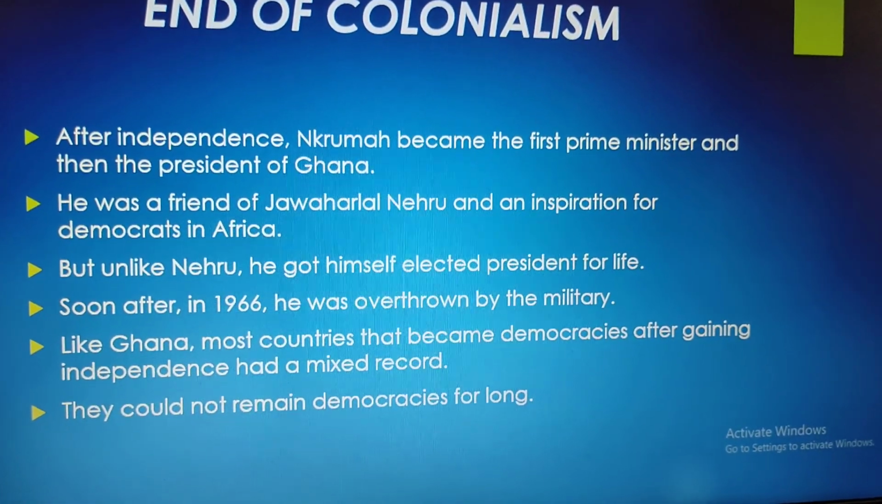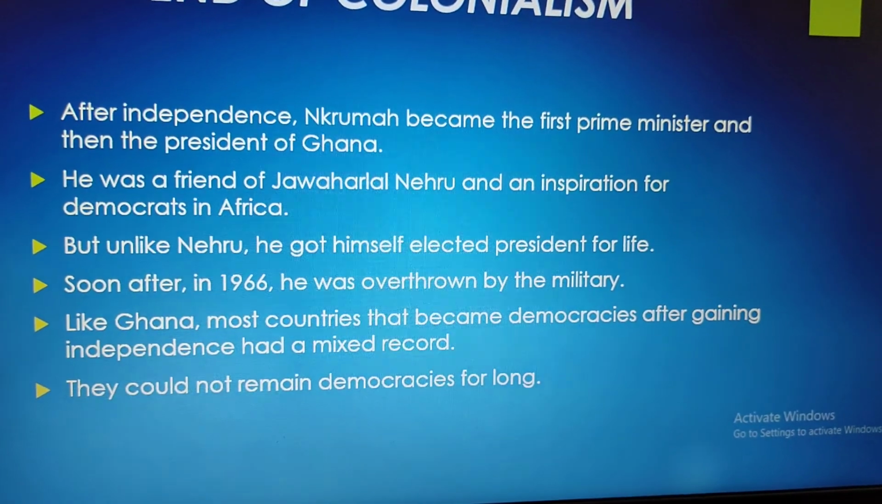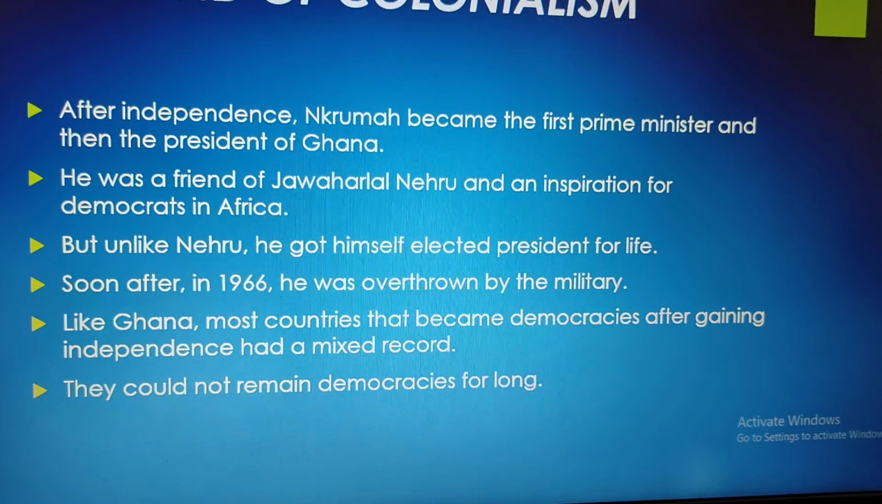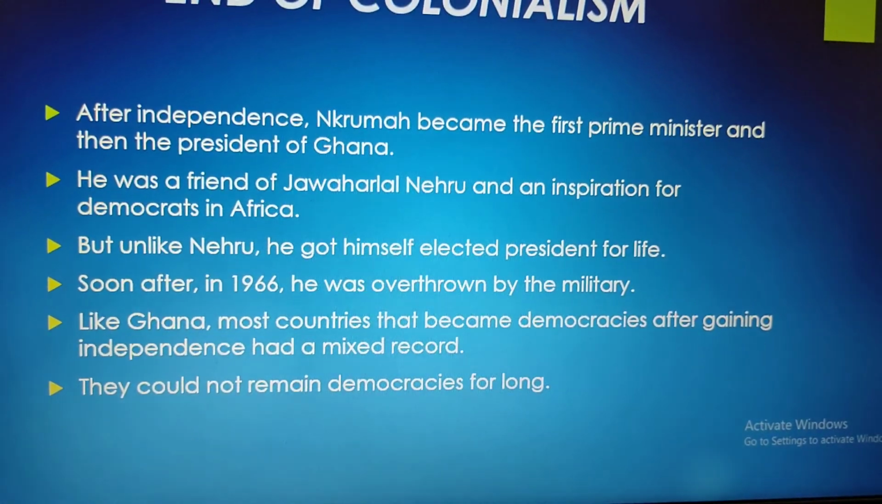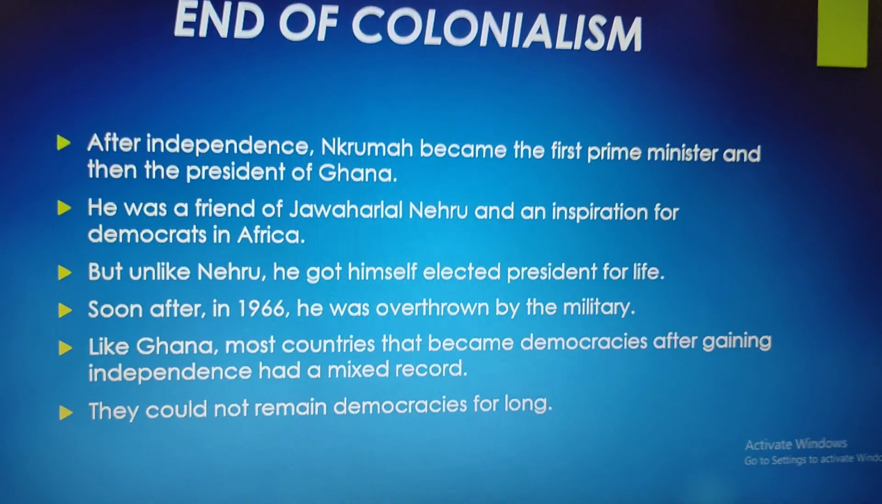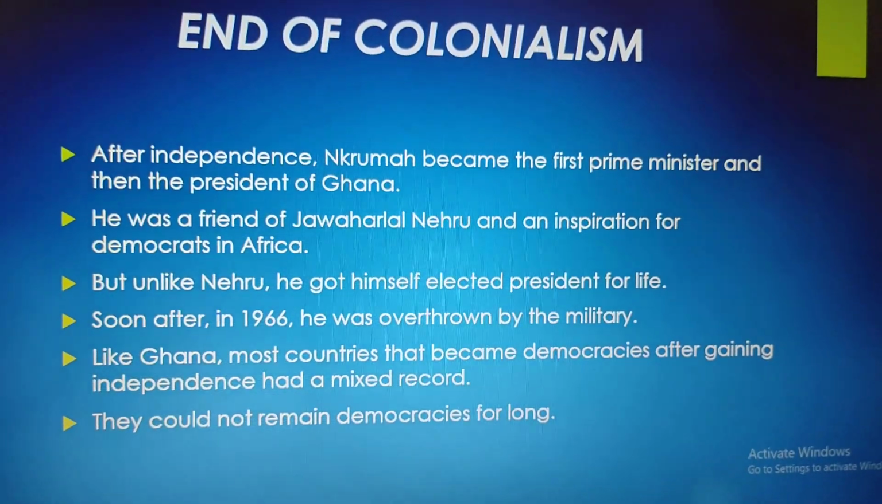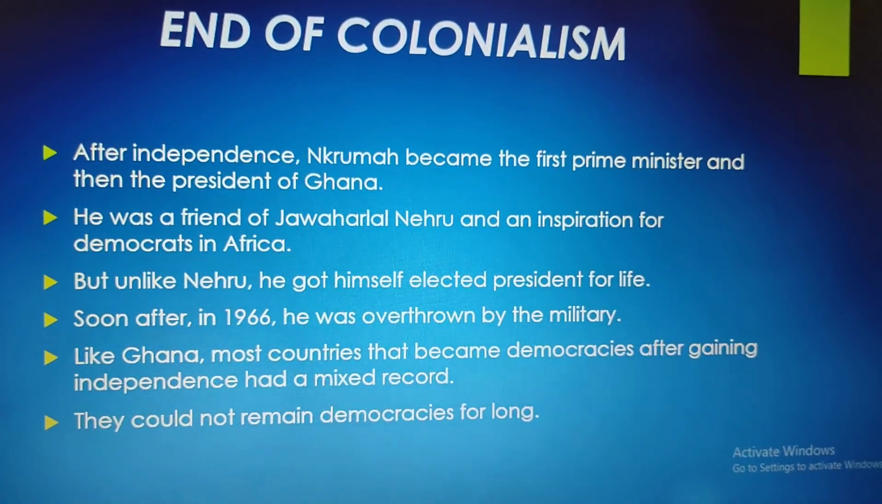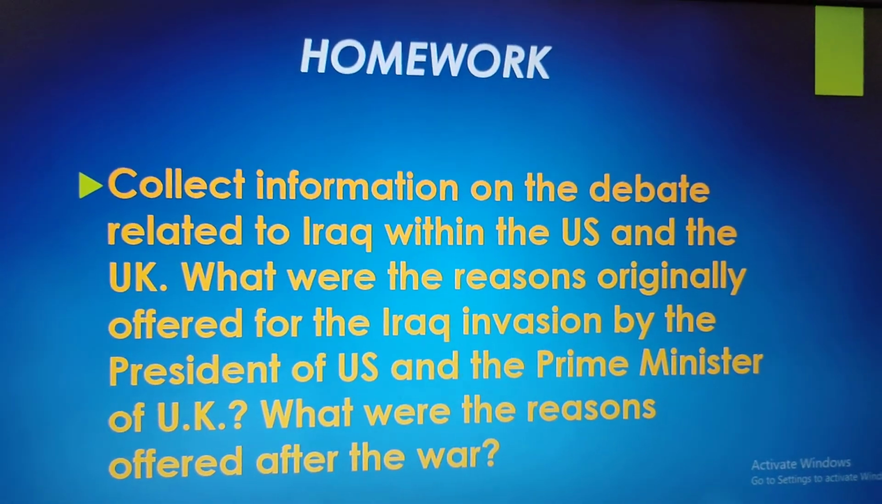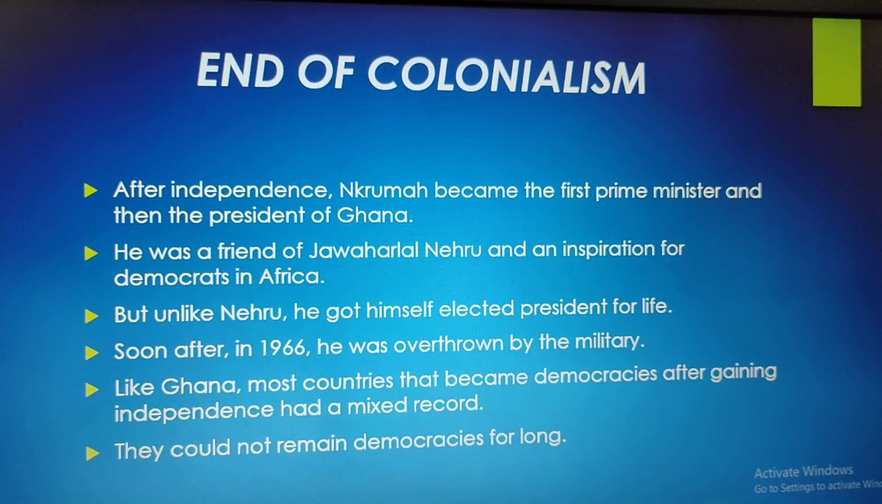What happened? Firstly, it got independence. Democracy was restored. Then Nkrumah got himself elected as the president for lifetime. And finally, military dictatorship had come. So they could not remain democracies for a long time. So this was all about the end of colonialism.